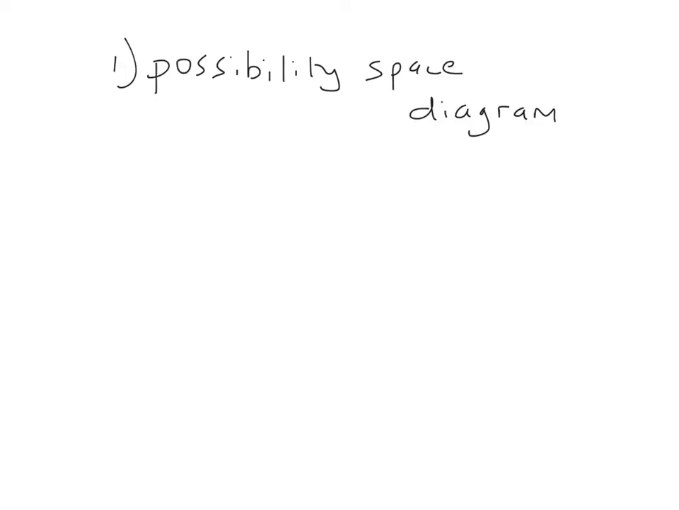This video is going to cover the three basic diagrams you can use to solve probability questions. The three diagrams are a possibility space diagram, a Venn diagram, and a tree diagram.